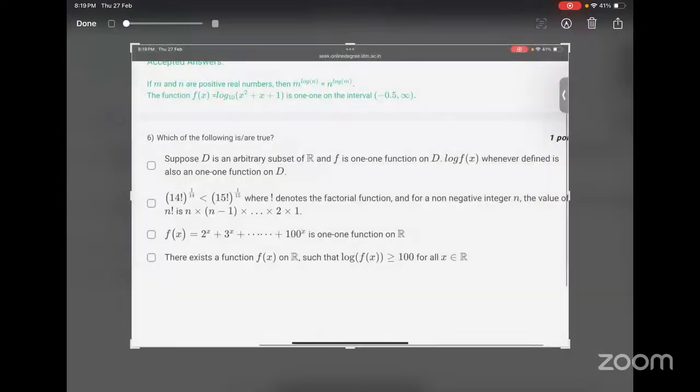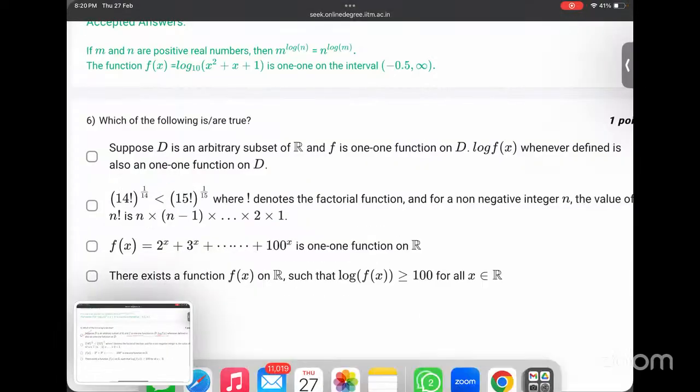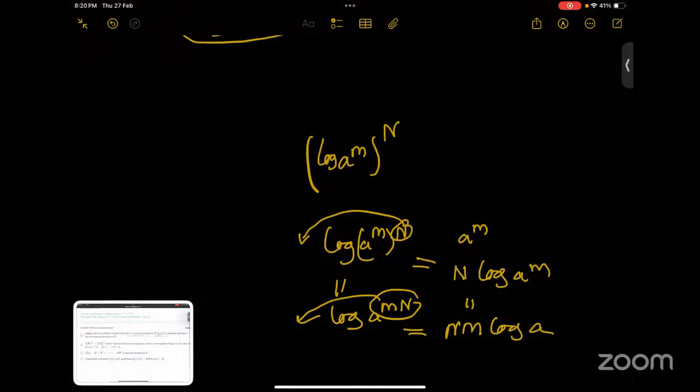Okay, so the thing is, we have a result: the composition of two 1-1 functions is a 1-1 function. Here we are given that f is a 1-1 function, and we know that the logarithmic function is already a 1-1 function. Hence the composition function will be a 1-1 function. So this is correct. This statement we can prove. So let us go to my note to prove this.